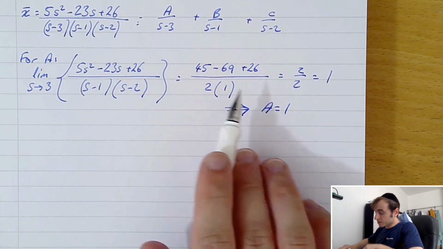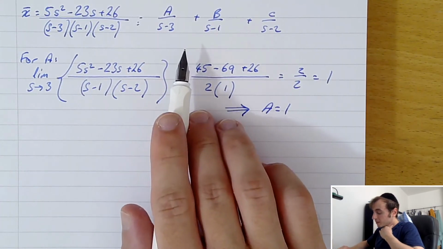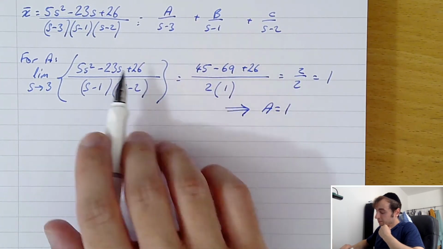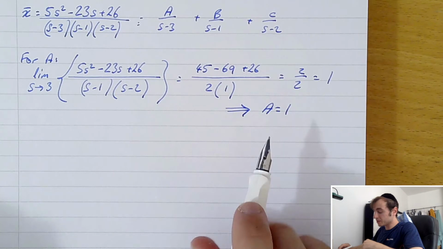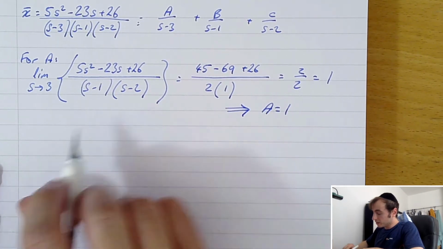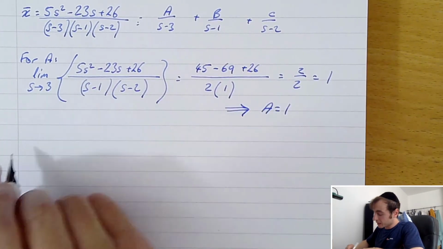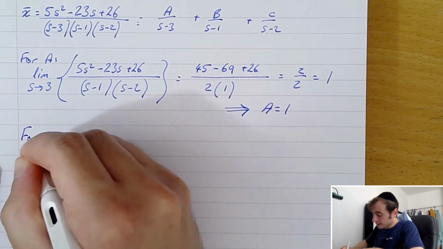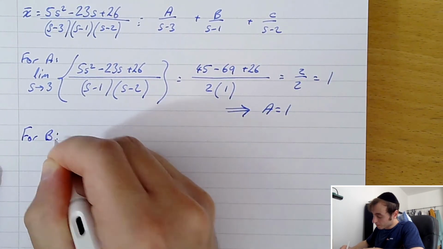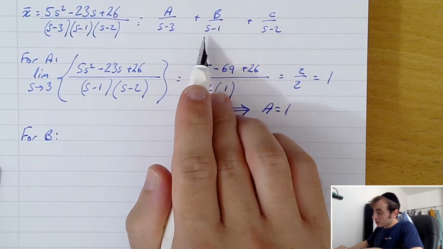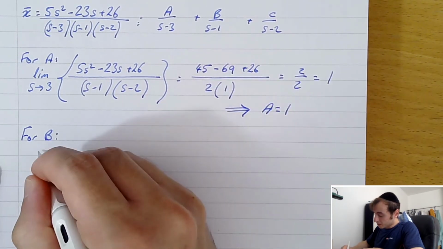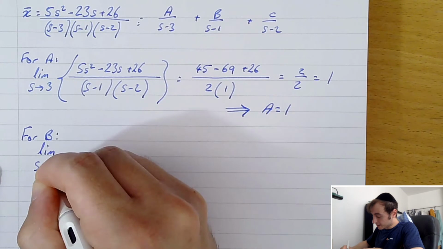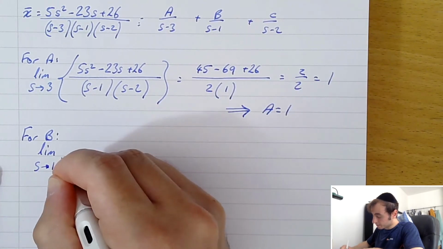This is actually quite a nice way of using what's called the cover-up method, to find what the values of a, b, and c are in partial fractions without having to do anything too messy. It only works with linear factors as well, but it's a nice trick. So I'll do it again for b. So for instance, if we want to find b, we take the limit as the denominator tends to 0. So that's going to be when s equals 1. So we'll do that, the limit when s tends to 1.